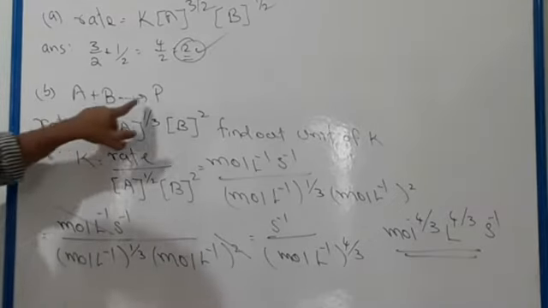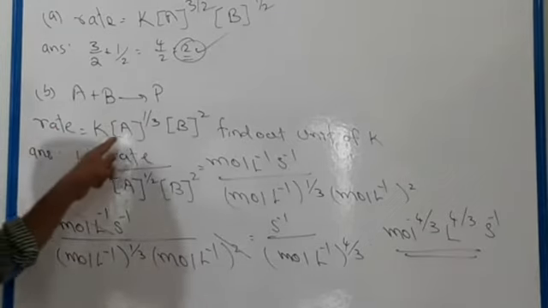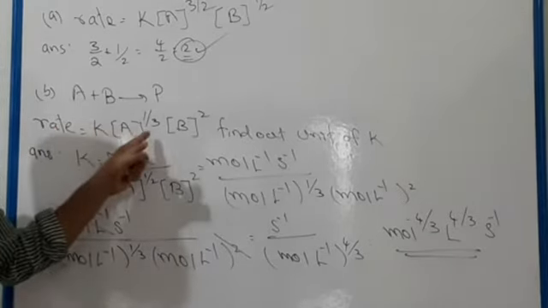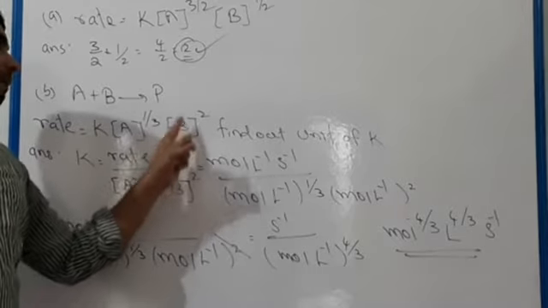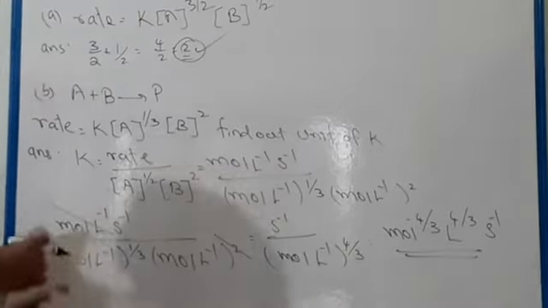Look here, second question. A combined with B produces product P. Here rate equals K times concentration of A power 1 by 3, concentration of B power 2. Here you have to find the unit of K.